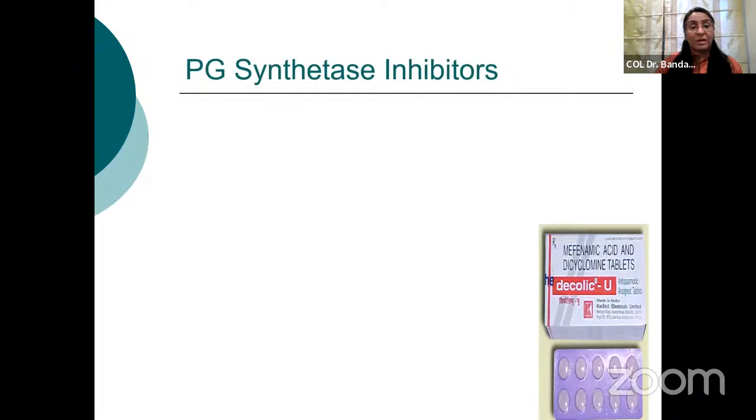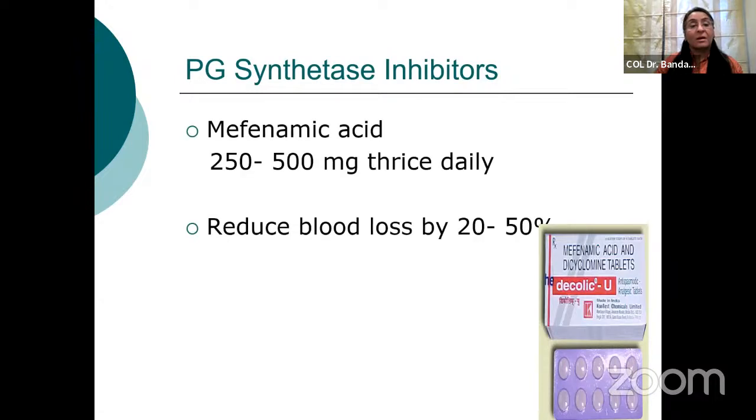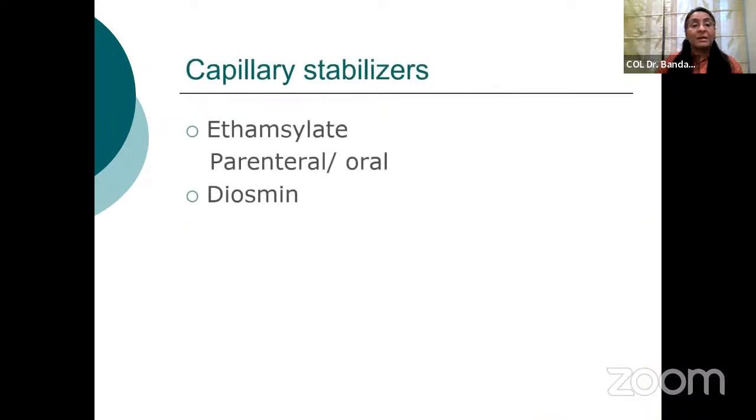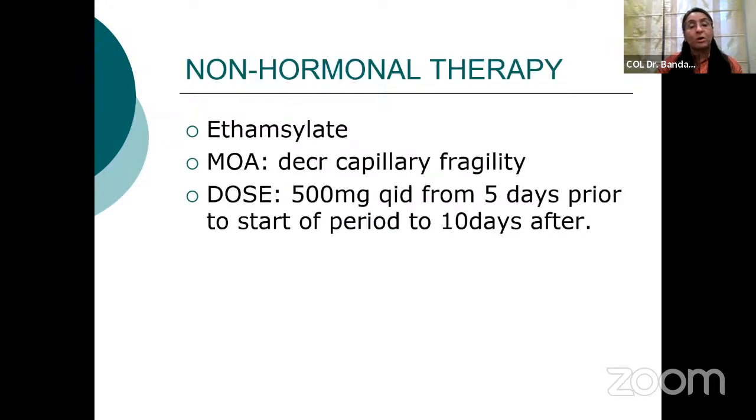Then we have prostaglandin synthetase inhibitors like mefenamic acid, which can be given 500 mg 3 times a day. It reduces the blood loss by about 20 to 50%. Capillary stabilizers are ethamsylate, which can be parenteral or oral, and diosmin. These are also commonly used, and they decrease the capillary fragility.